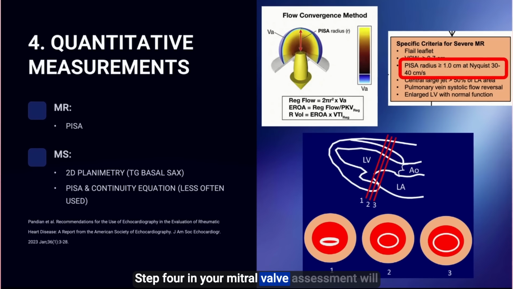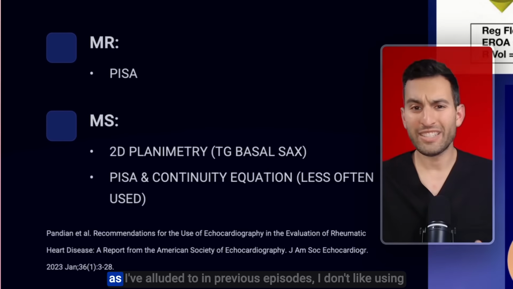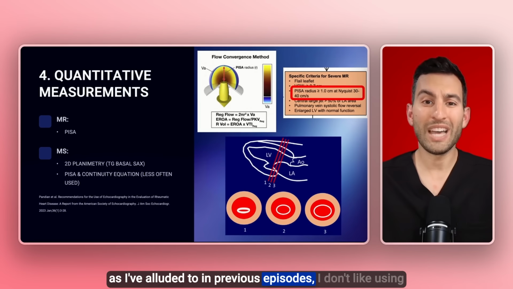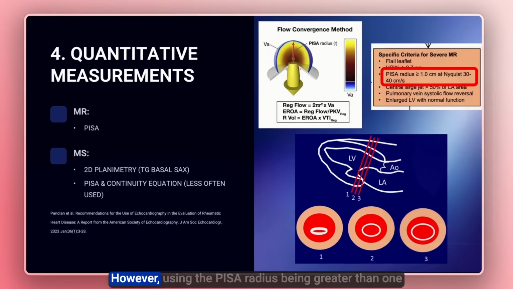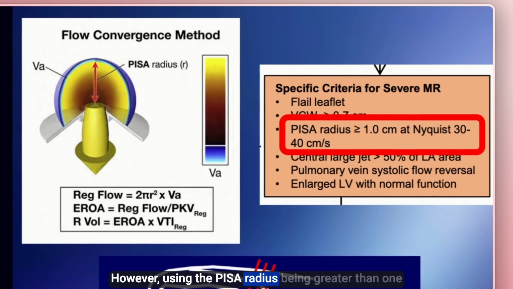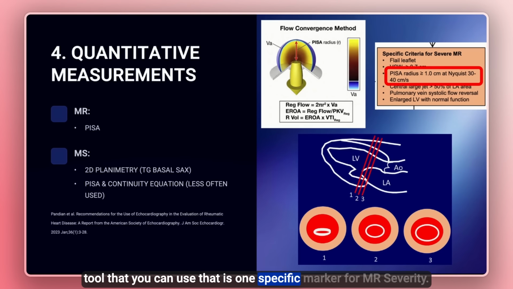Step 4 in your mitral valve assessment will consist of quantitative measures. For MR severity, one of the tools you can use is PISA. And as I've alluded to in previous episodes, I don't like using the PISA calculation because I think it's prone to error. However, using the PISA radius being greater than 1 centimeter at a Nyquist of 30 to 40 centimeters per second is a helpful and quick tool that you can use that is one specific marker for MR severity.